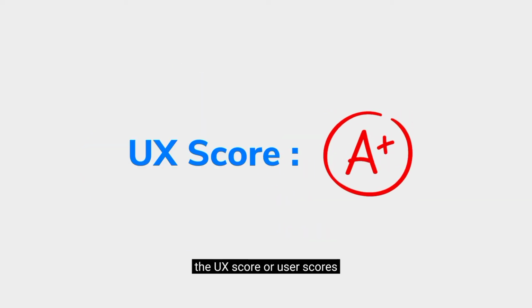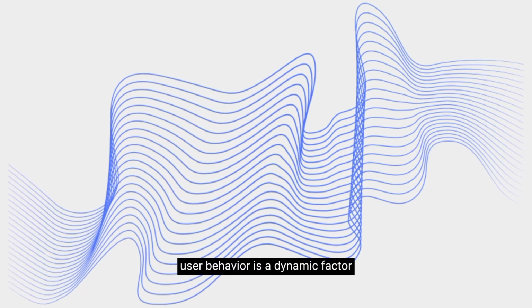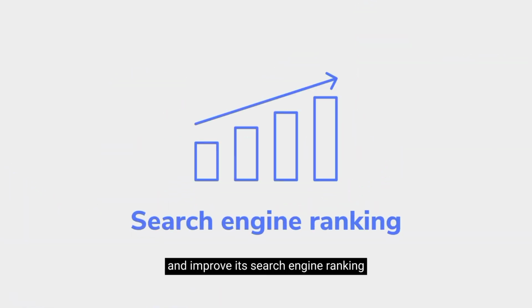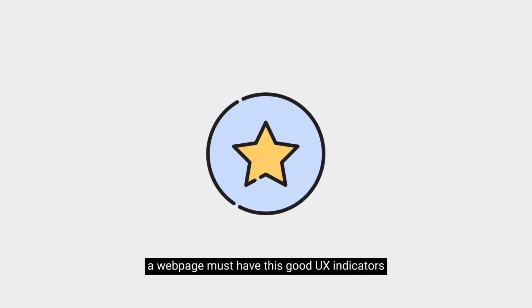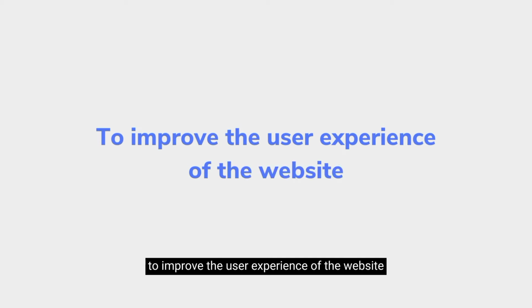The UX score or user score shows the level of user engagement and reflects the quality of the site's UX design. User behavior is a dynamic factor. In order to be search-friendly and improve its search engine ranking, a web page must have good UX indicators. In this way, UX and SEO share the same goal: to improve the user experience of the website.